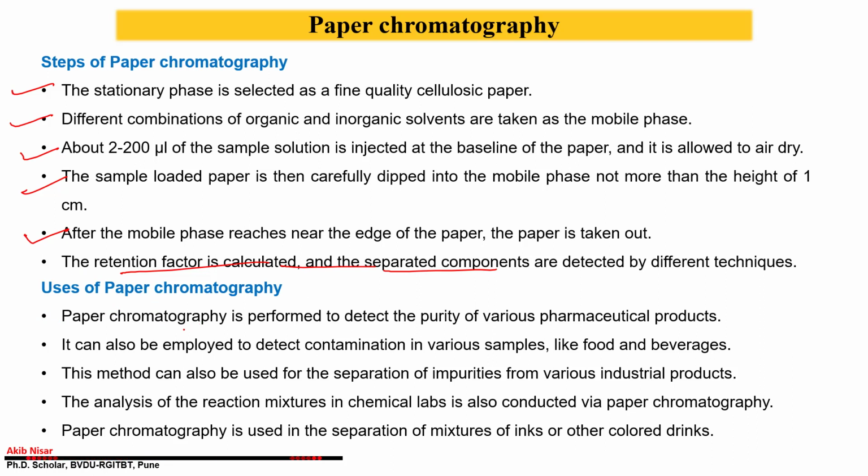Uses of paper chromatography. Paper chromatography is performed to detect the purity of various pharmaceutical compounds. It can also be employed to detect contamination in various samples like food and beverages. This method can also be used for the separation of impurities from various industrial products. The analysis of reaction mixtures in chemical labs is also conducted via paper chromatography, and it is used in the separation of mixtures of inks or other colored drinks. So finally, as a conclusion, I will say that this is a very simple technique, very handy, and very cheap also. You will see multiple applications of paper chromatography in different fields.